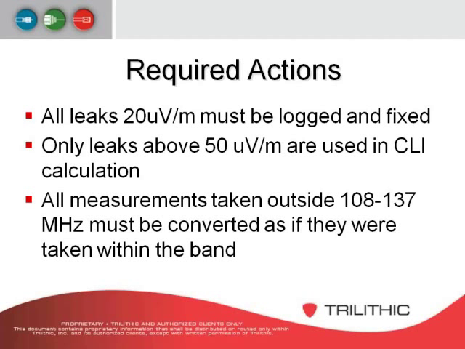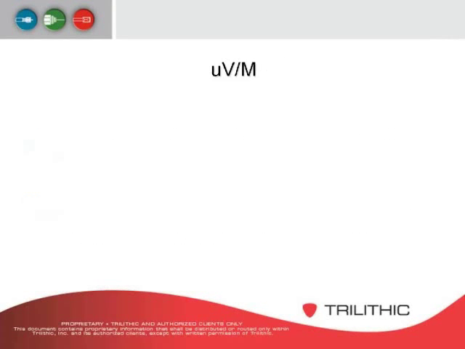And all measurements taken outside of the 108 to 137 megahertz band have to be converted as if they were taken within the band. So you can't just arbitrarily take a channel, instead of measuring at 132, make a measurement at 164. You don't want to do that. If you do, then you need to convert that number so that you know what it would be if you measured it within the 108 to 137 meg.